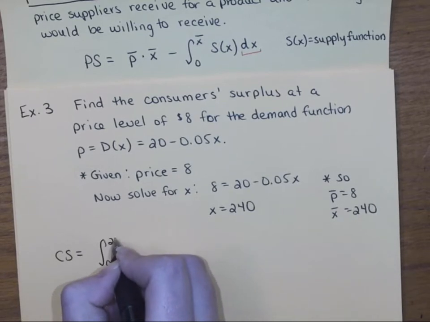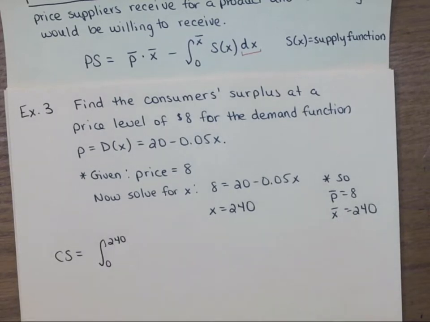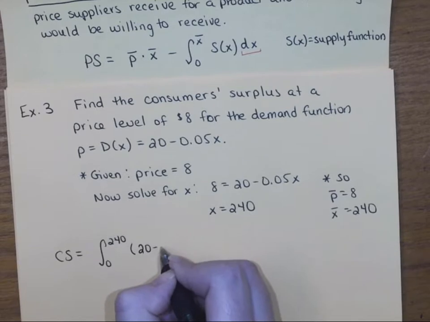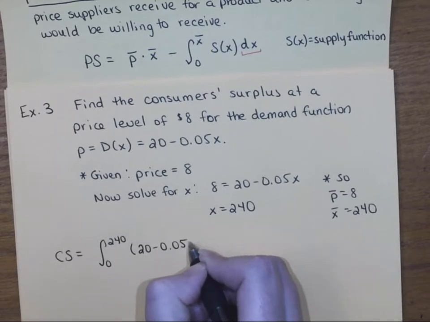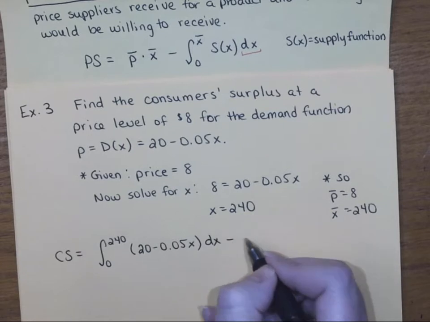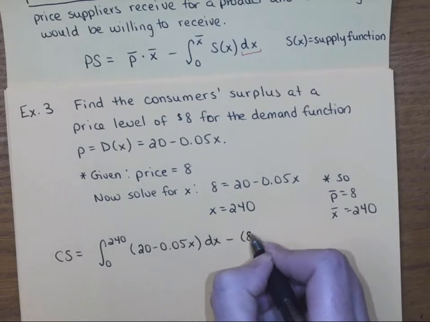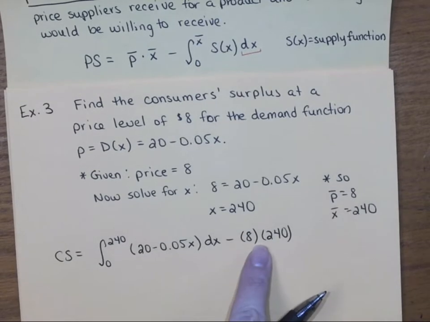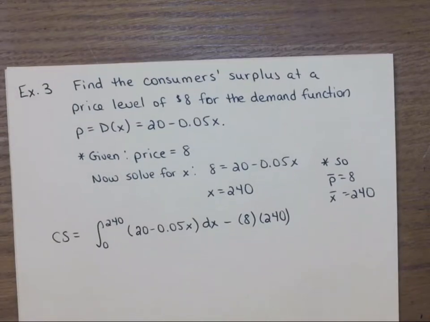So it's the integral from 0 to 240, because 240 was the x I just found, of the demand equation, which was 20 minus 0.05x dx. And then you're going to subtract whatever the price times the quantity was. So this is just a constant, kind of like the one in the last where we were just going to do the derivative and subtract it at the end. That's really all we're going to do with that.